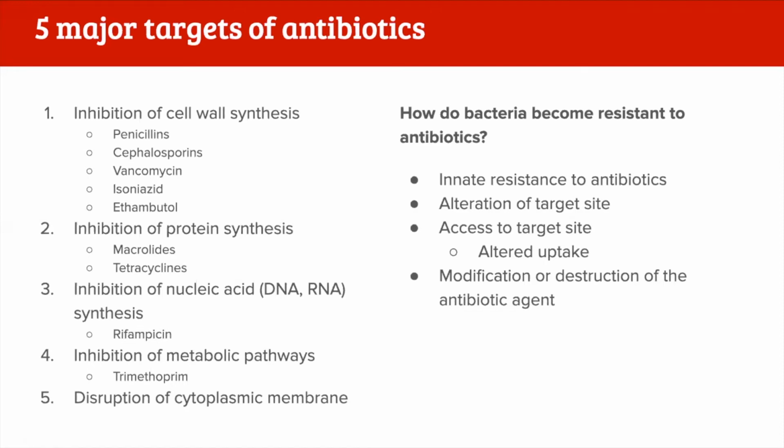So then how do bacteria become resistant to antibiotics? So some bacteria have innate resistance to antibiotics. Some bacteria may alter the target site. They may also alter access to the target site. And also alter the uptake of the drug. And some bacteria can actually modify or destroy the antibiotic agent.